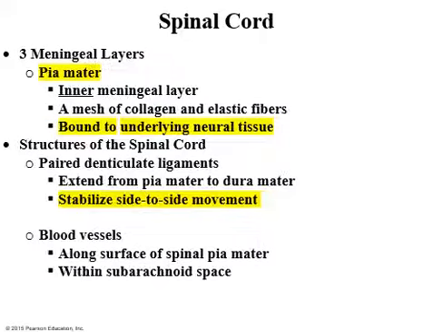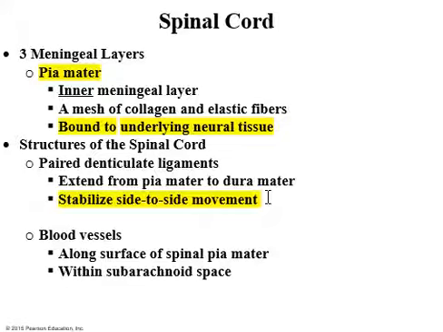All right, the next one we see here is going to be the pia mater. Pia mater means soft mother. So this is the innermost layer. It's the portion of the meninges that's directly bound to the neural tissue. And it's primarily there to add some protection, but it also gives some stabilization to the neurons.